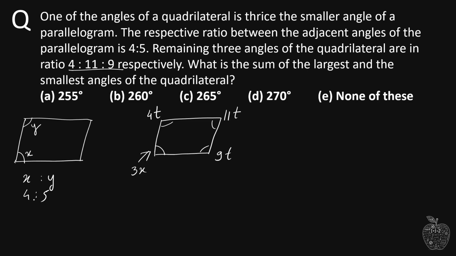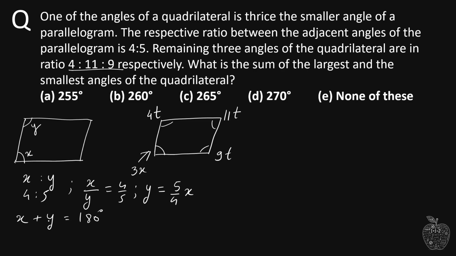All right, now let's focus here. We know that x is to y is 4:5, or I can write x over y is equal to 4/5, or I can say that y is equal to 5/4 x. All right, this much is clear. I can write y as 5/4 x. Now we know that the sum of the adjacent angles of a parallelogram is always 180 degrees. That means x plus y is 180 degrees, right?